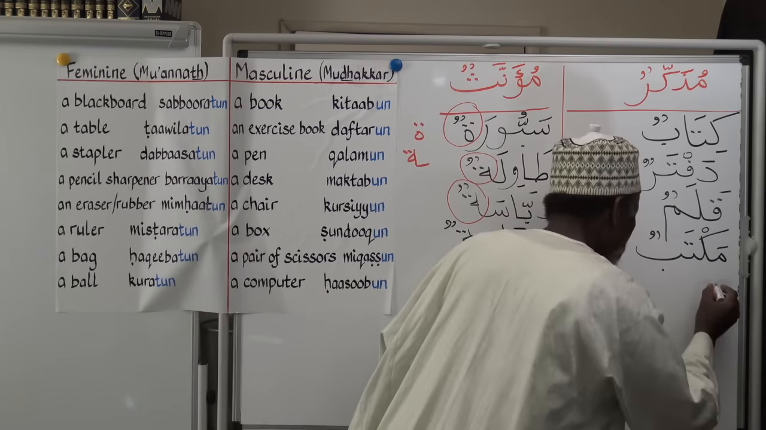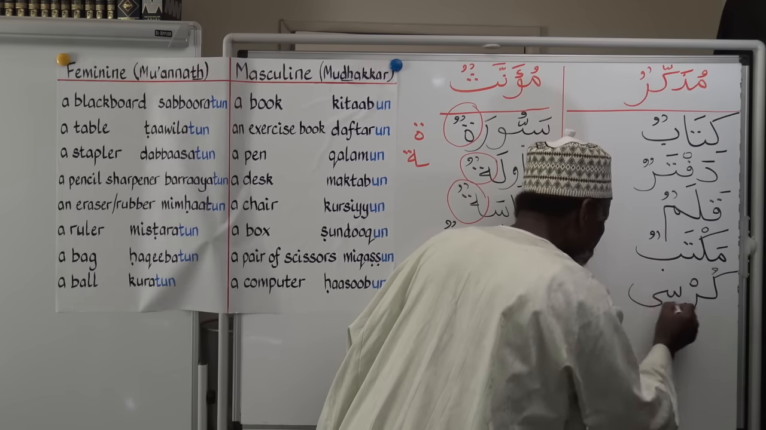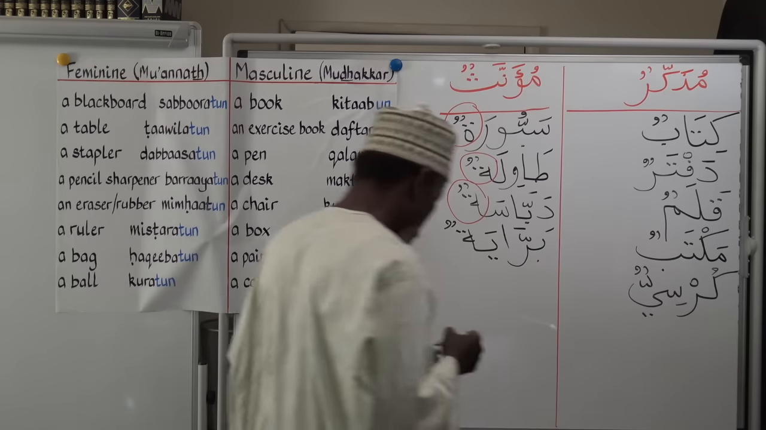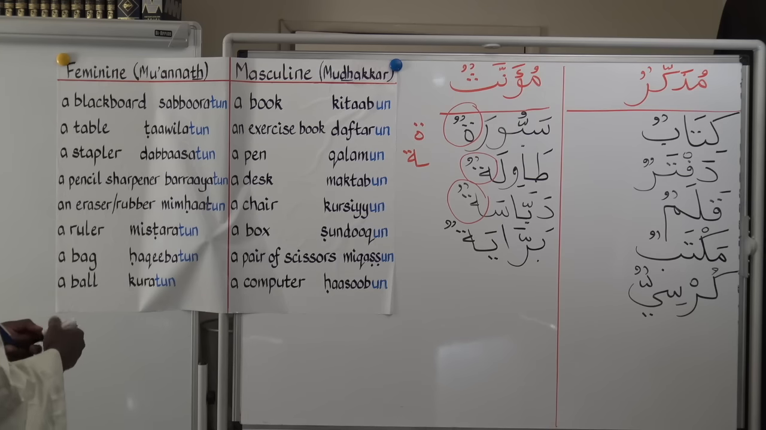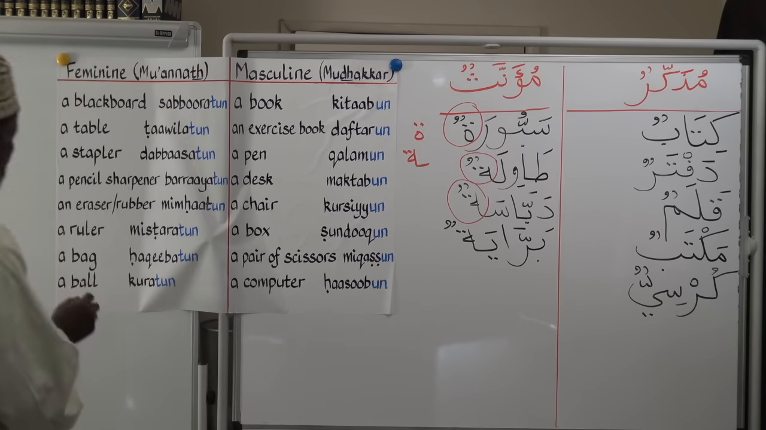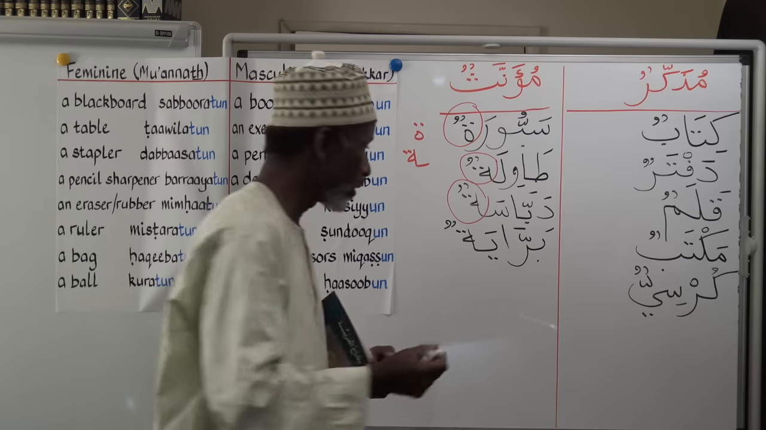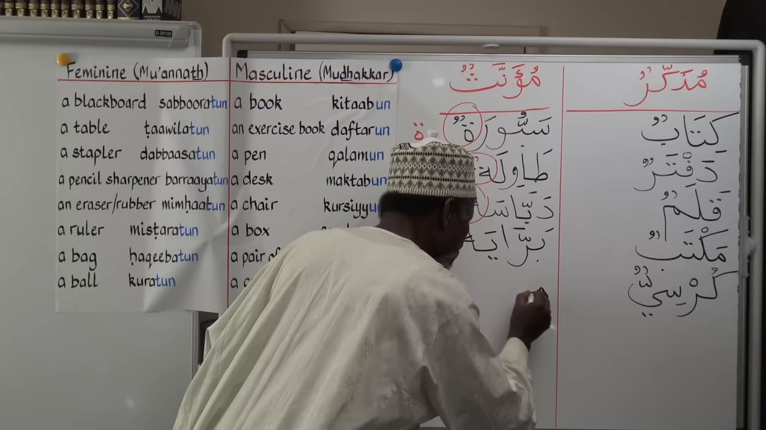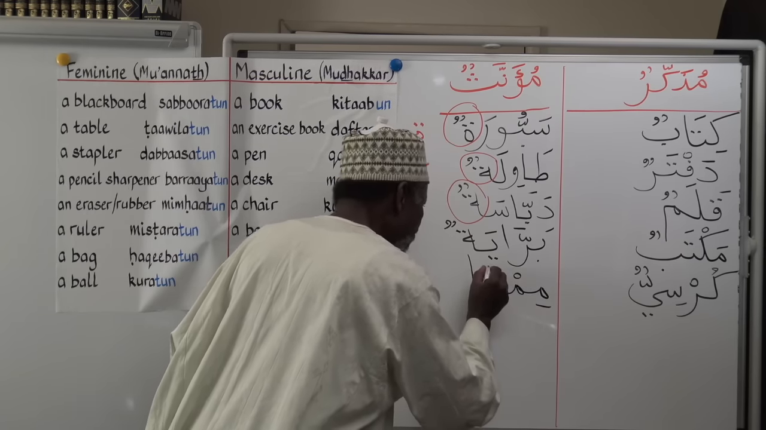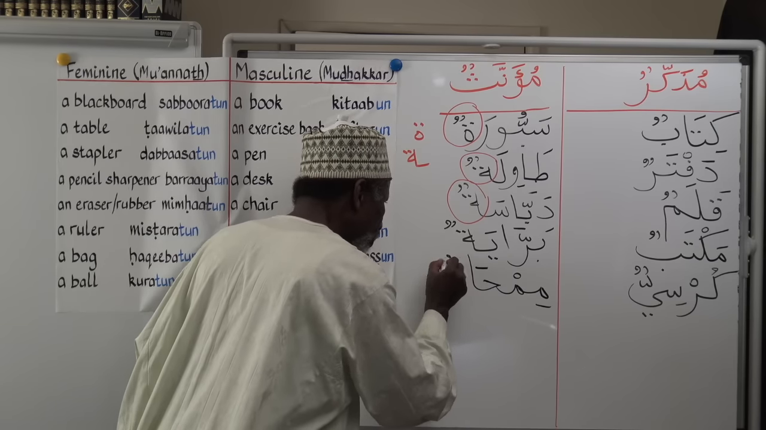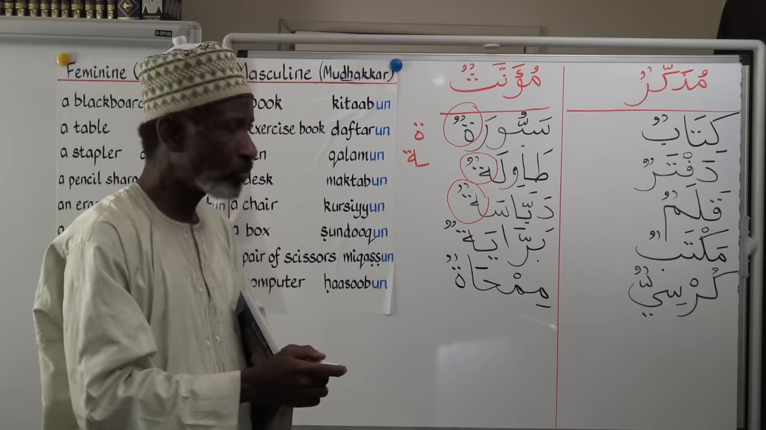Next, under the mudhakkar section is a chair. Kursiyun. Let's write kursiyun here. Kursiyun. And under the muannath section, the next is mimhatun. An eraser, mimhatun. An eraser or rubber, mimhatun. So mimhatun, with marbuta. You can see this shape because it comes after alif.